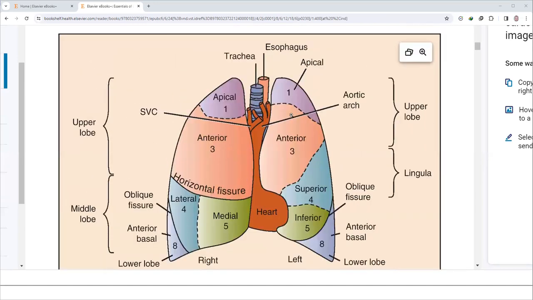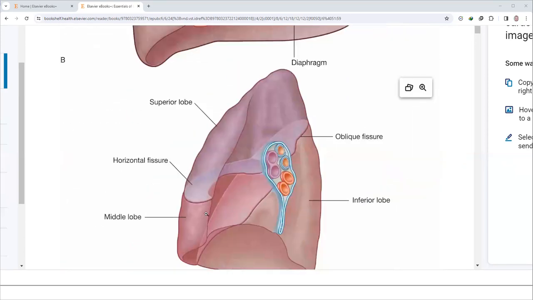Okay, so this is the right lung, this is the left lung. For the right lung, we have three lobes: upper lobe, middle lobe, and lower lobe. Okay, and we have two fissures. We have horizontal fissure and we have oblique fissure. Okay, so the horizontal fissure is separating what lobes? Separating the upper lobe from the middle and lower lobe. Okay, let's go back to the text again.